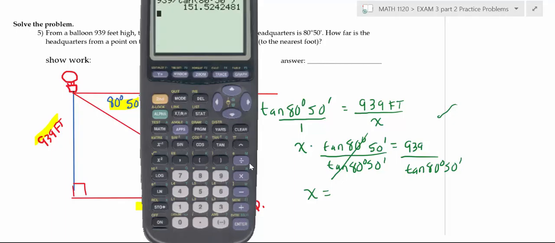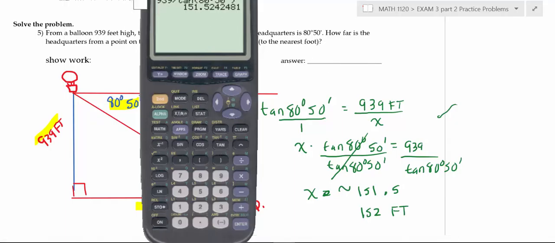And then we can round that off. So that answer is going to be approximately 151. You're supposed to round this off to the nearest foot. So that's going to round up to about 152 feet as the answer to that problem then.